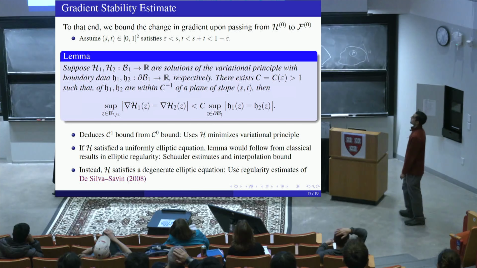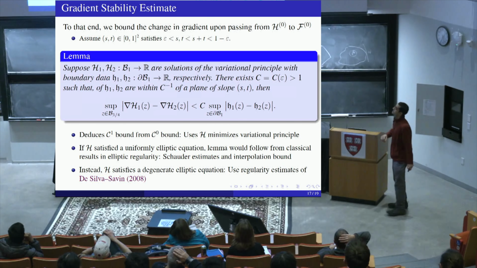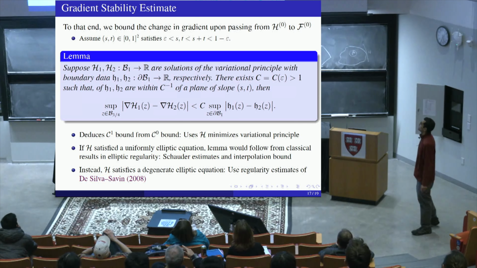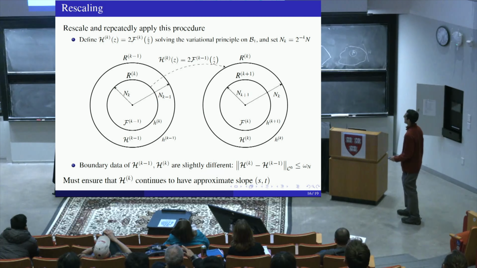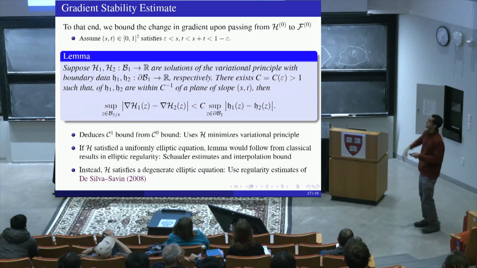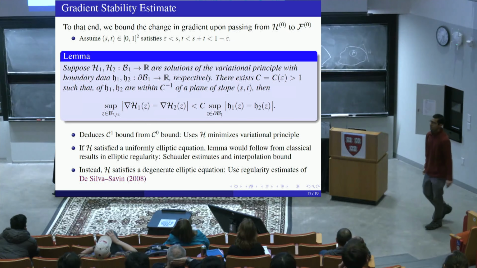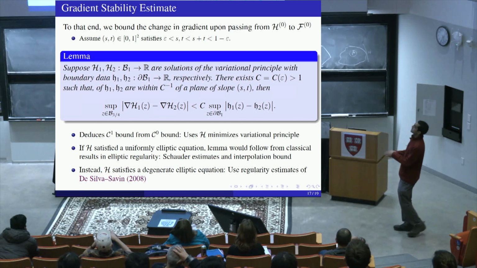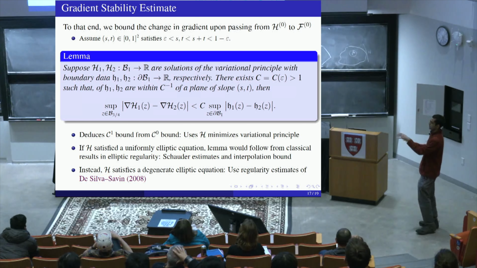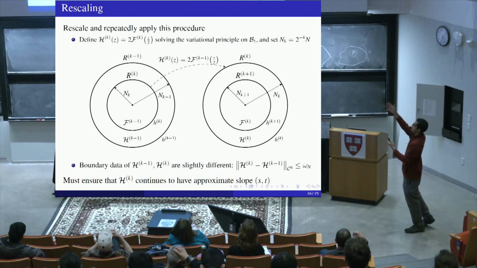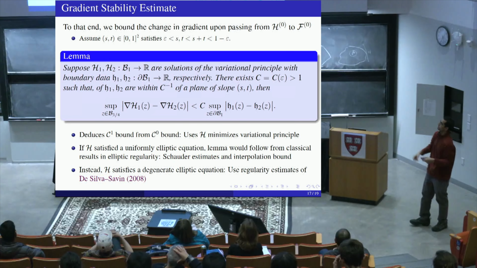Okay, so this is now an excursion basically into elliptic, in fact degenerate elliptic PDE. It's a purely deterministic fact about how solutions to this variational principle change if I poke the boundary conditions a little bit. So let me set things up. Again, the game is to bound the change in the gradient when I pass from h to f, or more generally hk to hk minus 1, if I zoom in one step.